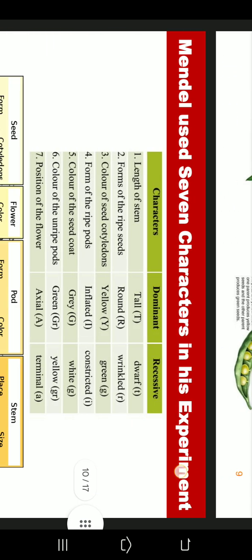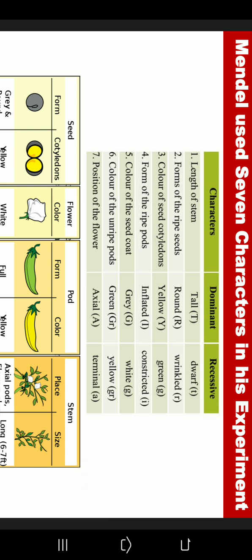So Mendel used seven characters in his experiment, which are length of stem, form of the ripe seeds, color of the seed cotyledon, form of the ripe pods, color of the seed coat, color of the unripe pods, and position of the flower. You need to remember these seven characters because it's important and it often comes in the examination.